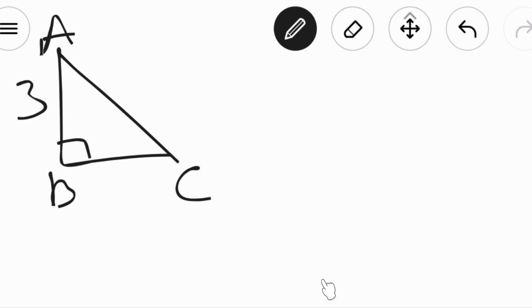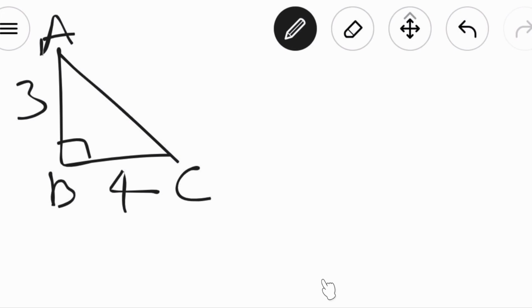So let's take a triangle, a good triangle. Let's name it A, B, C, and let's assume two of the sides are given. AB is going to be 3 and BC is going to be 4. Let's just keep the units aside for now for clear understanding.